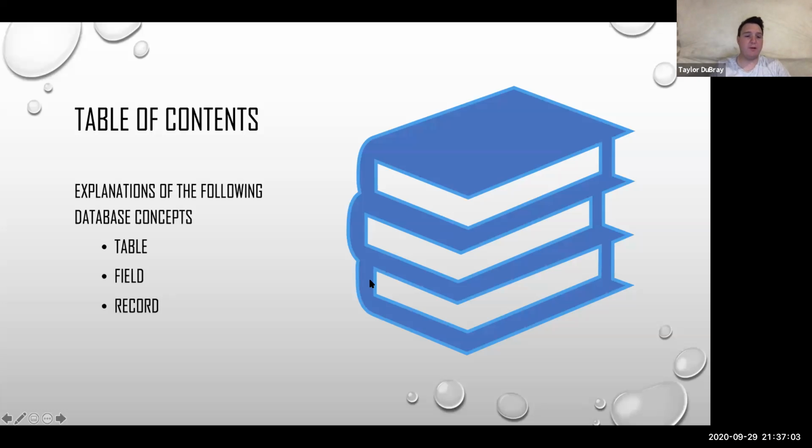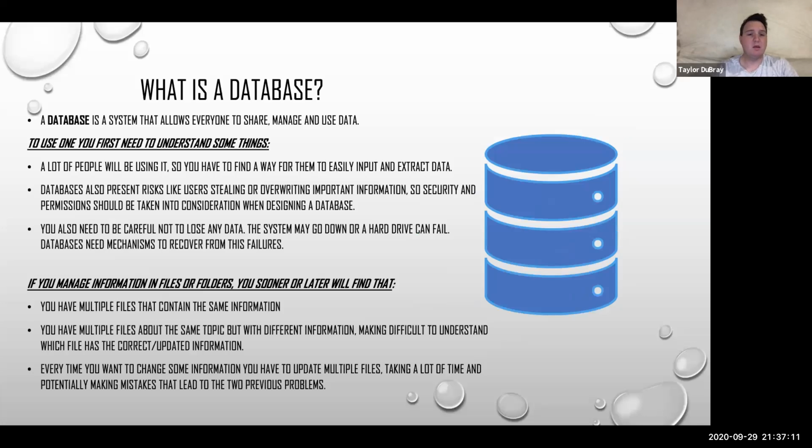So I will explain three things here: table, field, and a record. The explanation of what those three things do and how they can help us in our class. What is a database, first of all? A database is a system that allows everyone to share, manage, or use data.